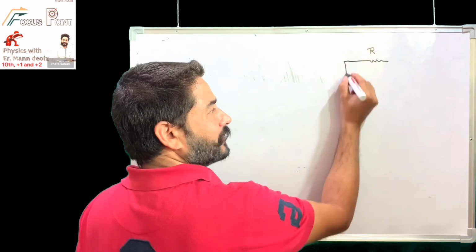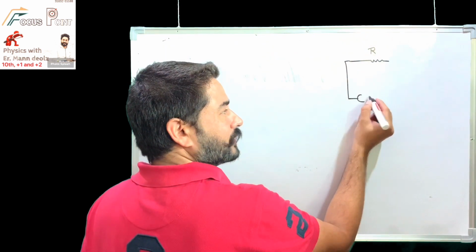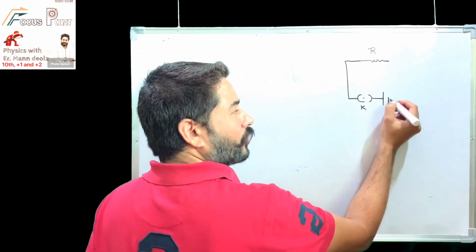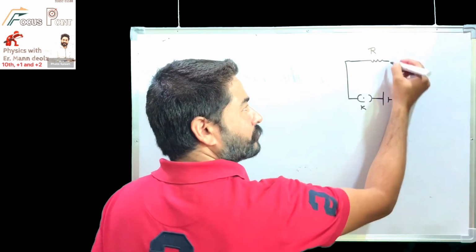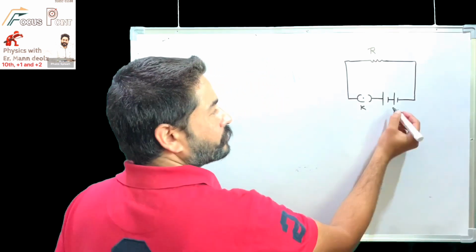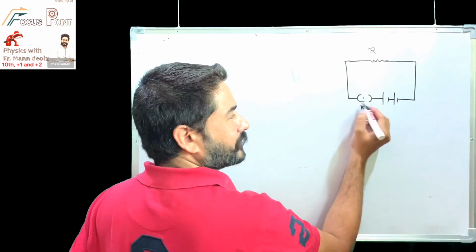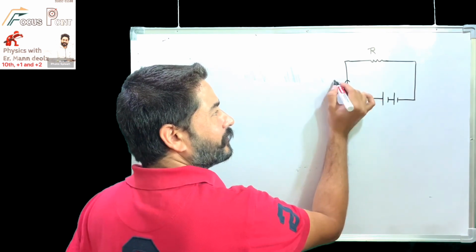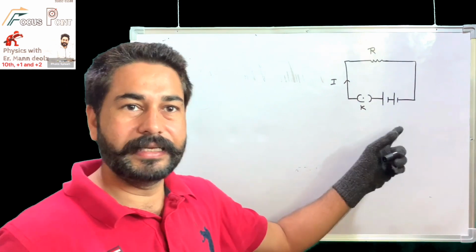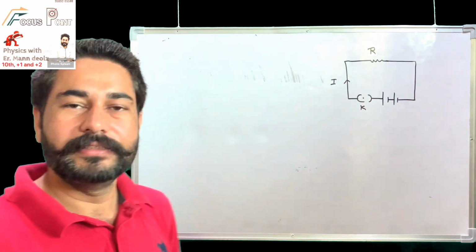Then it is connected with the source through the switch, that is the key, to the cell or a battery, you can say. Then with the help of wires you will connect this device. So this is a battery source, this is a key, and then electric current will flow, whose direction would be from the positive terminal toward the negative terminal, that we have seen yesterday.